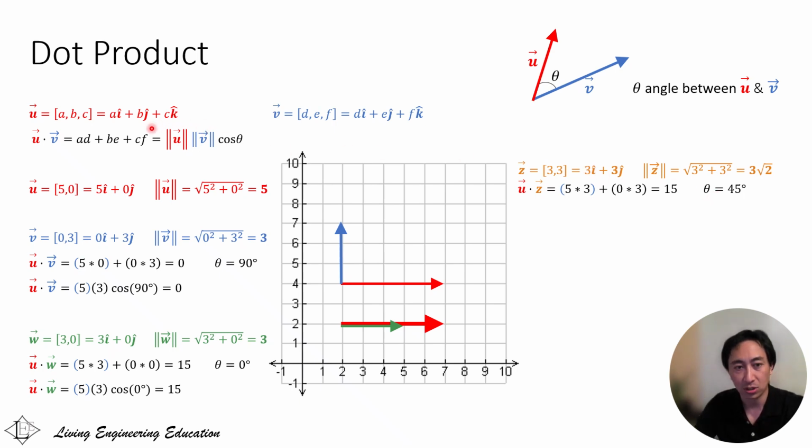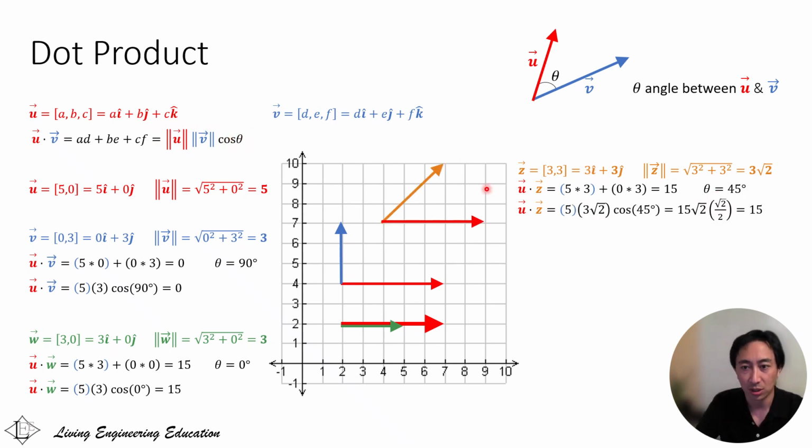So if I use this equation here, I get 5 from the magnitude of u times 3 root 2 from the magnitude of z times cosine of the theta value of 45 degrees. And remember, cosine 45 degrees is 1 over root 2 or root 2 over 2, same thing. So 15 times square root 2 from the magnitude product times square root 2 over 2 from the cosine theta value. Square root 2 times square root 2 gives me 2.